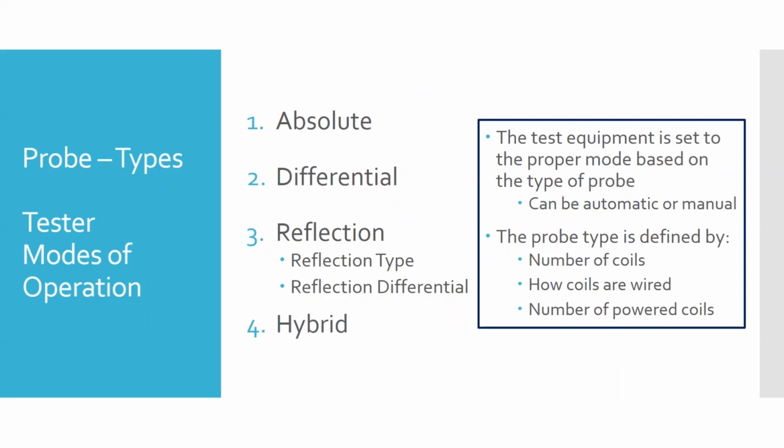So on most of your testers, you have the ability to select between one of these 3 types of probes: absolute, differential, reflection. The hybrid probes can often have attributes of one or more of these. When you're working with a hybrid probe, it will tell you how the tester needs to run that probe. It might be a hybrid probe, but you set your tester as an absolute. Or it might be a hybrid probe that has more in common with a differential, so the tester would run it as a differential probe. Or it's a hybrid probe with reflection.